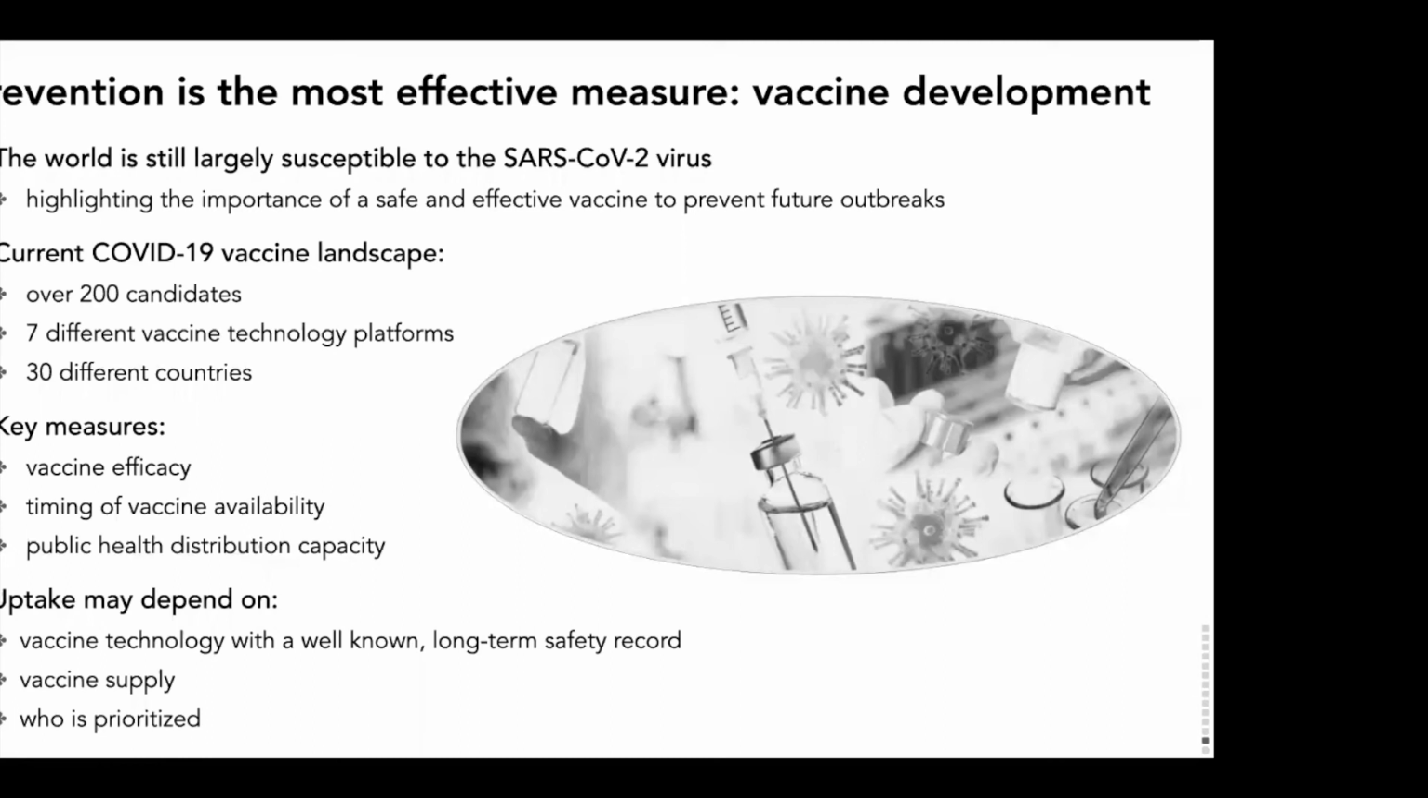So we need to have an effective and safe vaccine in order to prevent infection and minimize potential outcomes. Currently, we have over 230 vaccine candidates in development in different countries with 7 different vaccine technologies. And modeling has a very important role to play here in terms of understanding what the effect of a vaccine would be, and what are the optimal strategies for vaccination, given that a large number of variables are in play, including vaccine efficacy, time of vaccine availability, and public health distribution capacity.